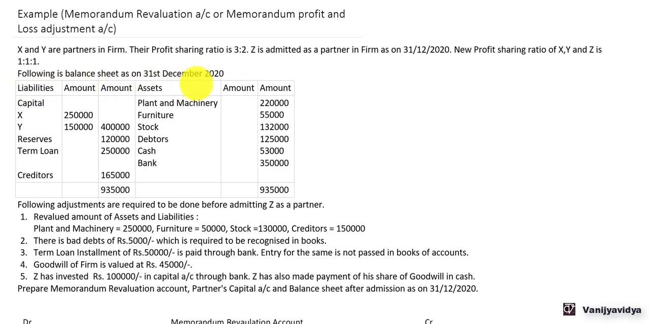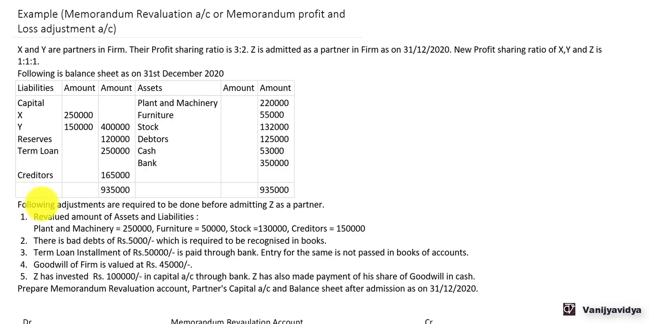Liabilities amount, assets amount. On the liability side, we have capital of X and Y, 2,50,000 and 1,50,000, total capital is 4 lakh, reserves 1,20,000, term loan 2,50,000, creditors 1,65,000. Then on the asset side we have plant and machinery 2,20,000, furniture 55,000, stock 1,32,000, debtors 1,25,000, cash 53,000, bank 3,50,000 and total of the asset side is 9,35,000.